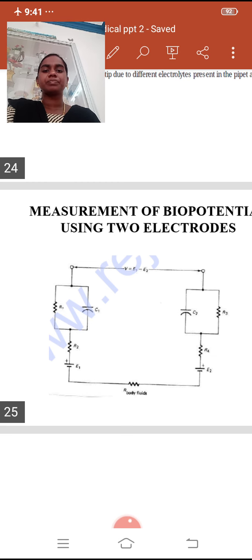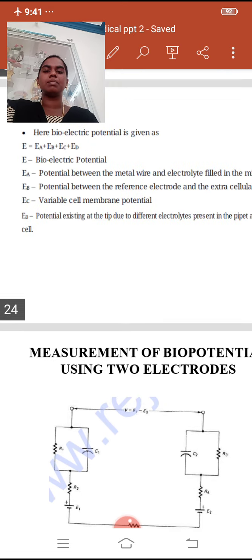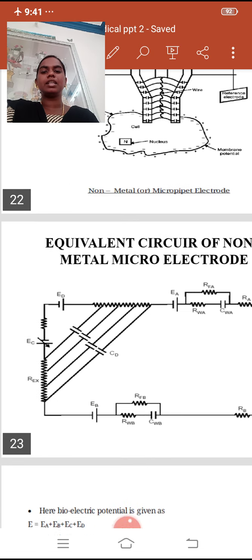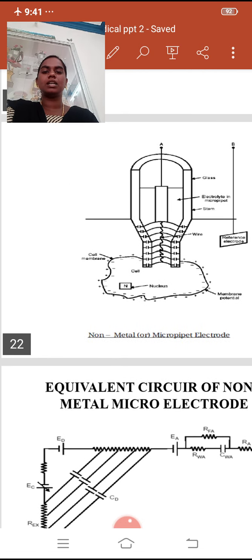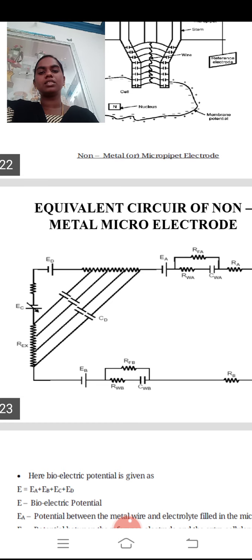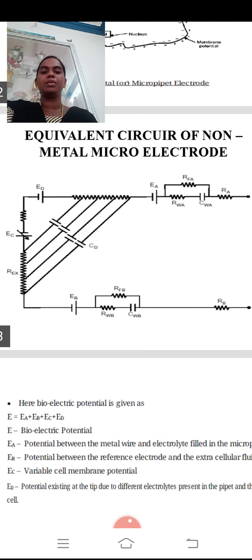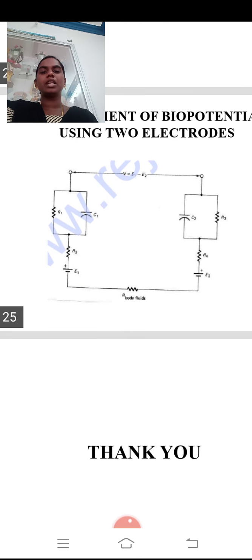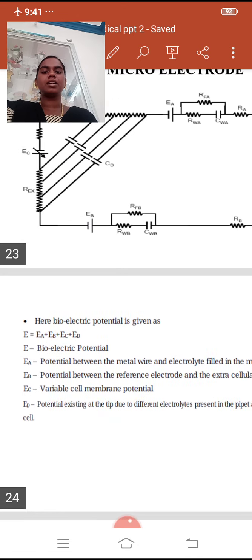So we have to study what is meant by bioelectrodes, the types of bioelectrodes, the equivalent circuits of bioelectrodes, how to measure the biopotential using a two electrode system, and what problems occur in this measurement system. Each electrode is asked in 13 mark or 8 mark questions. Problems related to this measurement are asked in 2 mark questions, and measurement of biopotential using a two electrode system is asked in 8 mark or 6 mark questions.